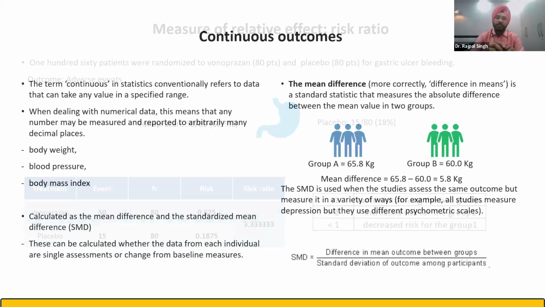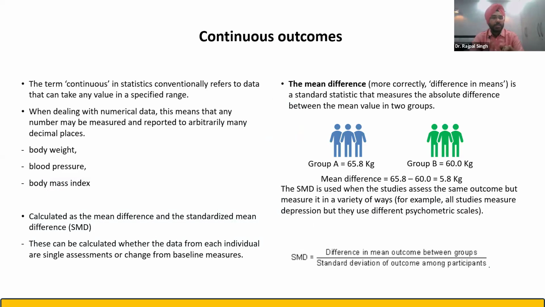This is how a binary or dichotomous outcome is reported. Now we come to continuous outcome. These are outcomes basically where change happens in due course of time.